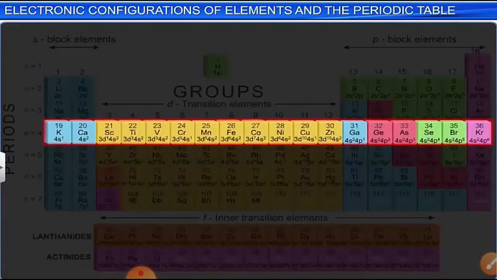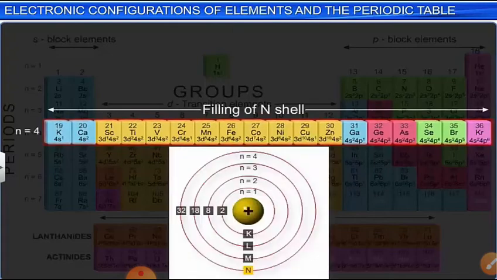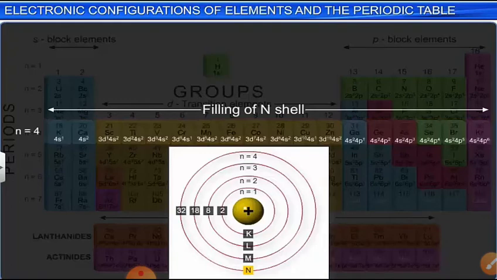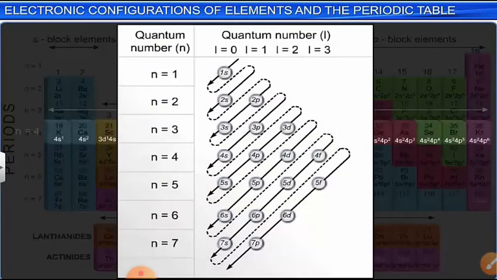In the fourth shell, the capital N shell is being filled, and N can have a value of 32. But again over here, the orbitals that are being filled are 4s, 3d and 4p. 4s has 1 orbital, 3d has 5 orbitals and 4p has 3 orbitals. So 9 orbitals are being filled, that is 18 electrons are being arranged.